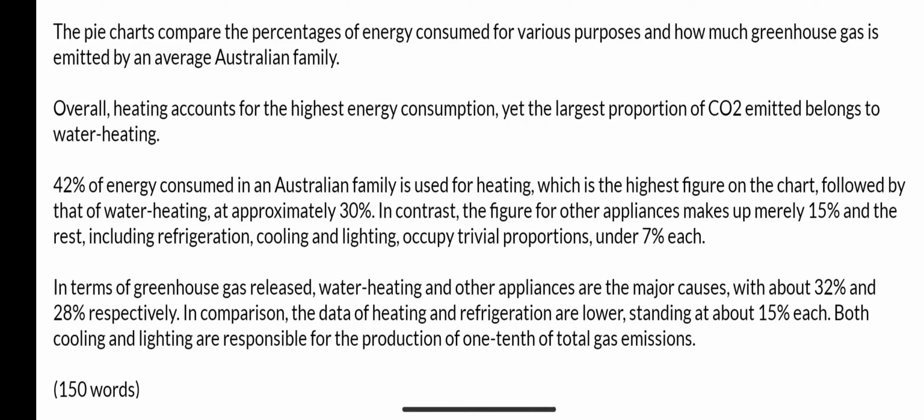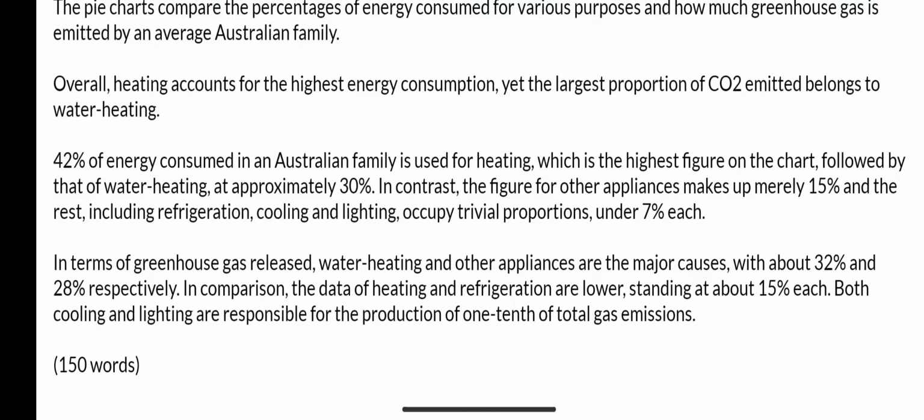In terms of greenhouse gas released, water heating and other appliances are the major causes, with about 32% and 28% respectively. In comparison, the data of heating and refrigeration are lower, standing at about 15% each. Both cooling and lighting are responsible for the production of 1/10 of total gas emission.